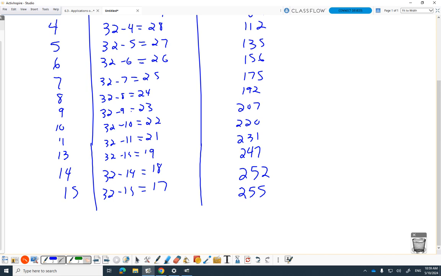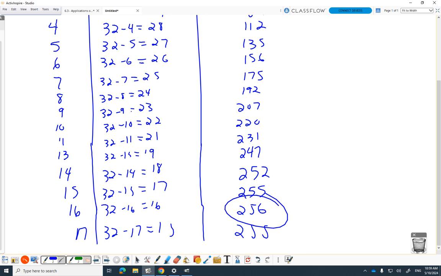16. 32 minus 16, 256. Look at the gap now. And then the next one, 17. 32 minus 17, which is 15, and it goes back to 255, and I've got my answer. 256 is the max. Whew.